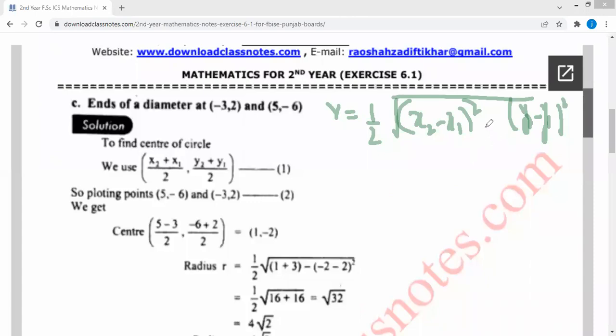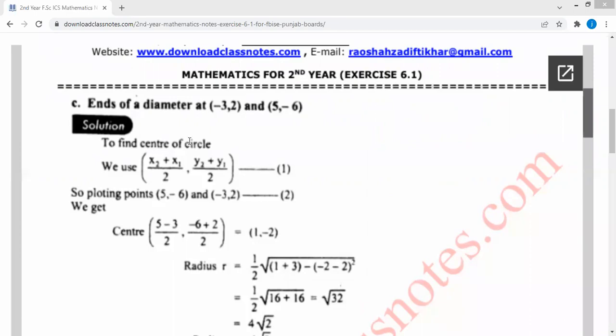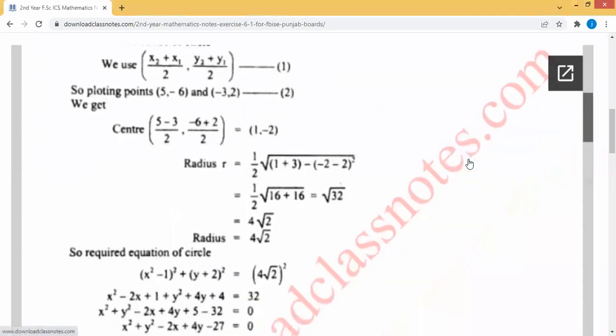Okay. So this point I have to find like this, okay? By applying both the points, I will find the value of my radius. So this will be my radius.